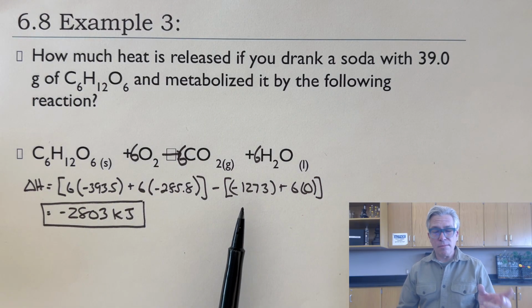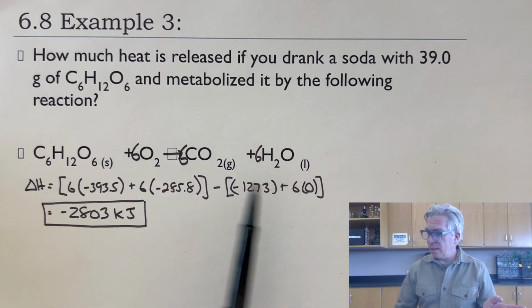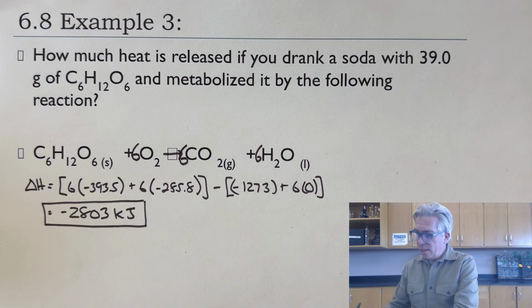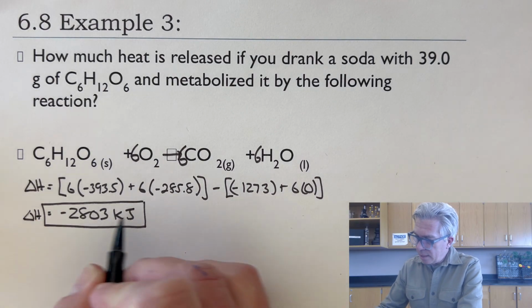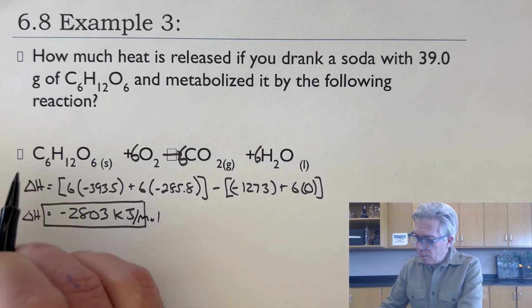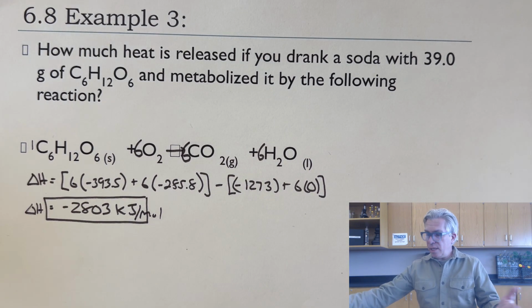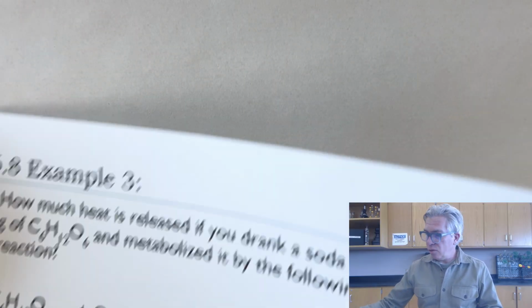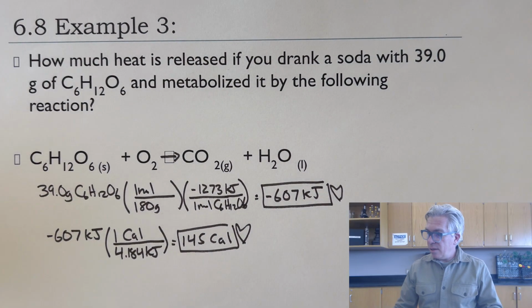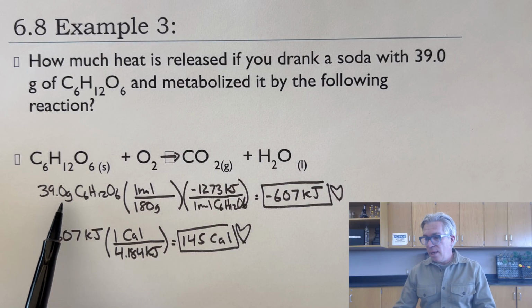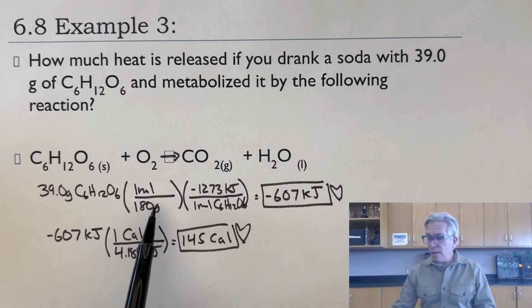There's a mixture in there, and then 6 oxygens at 0 apiece, and I got a total delta H of negative 2803, and that's in kilojoules per 1 mole of glucose, according to that reaction. So that's great, 2800 kilojoules per mole of glucose if I eat or drink it. Then I said to myself, well, that can in particular has 39 grams of glucose in it, and glucose is 180 grams per mole.